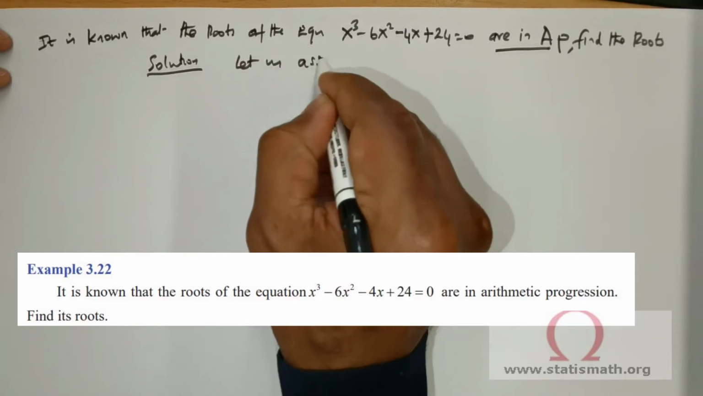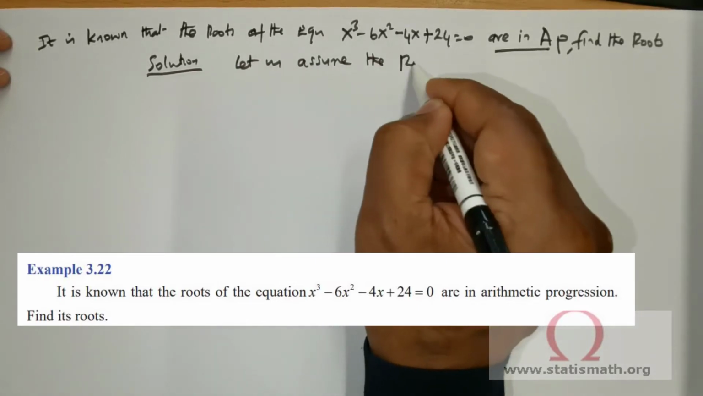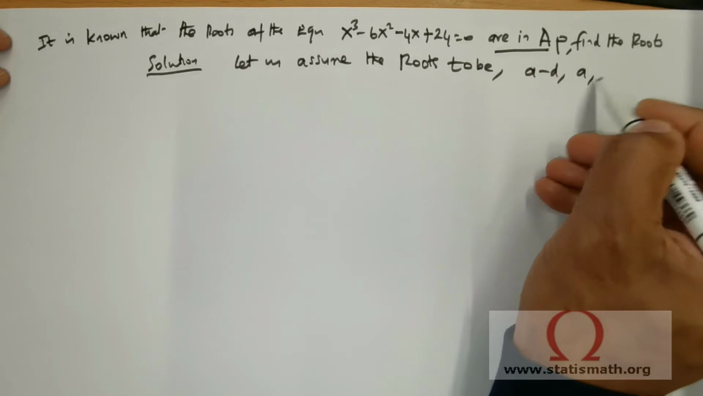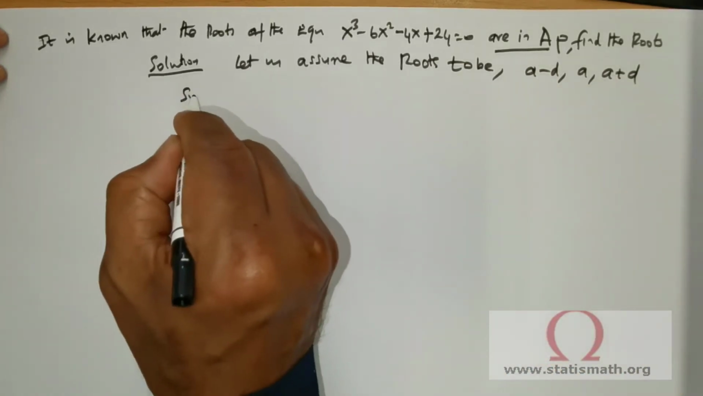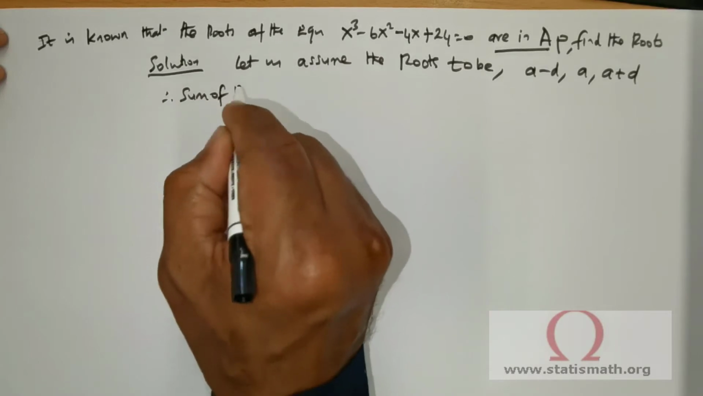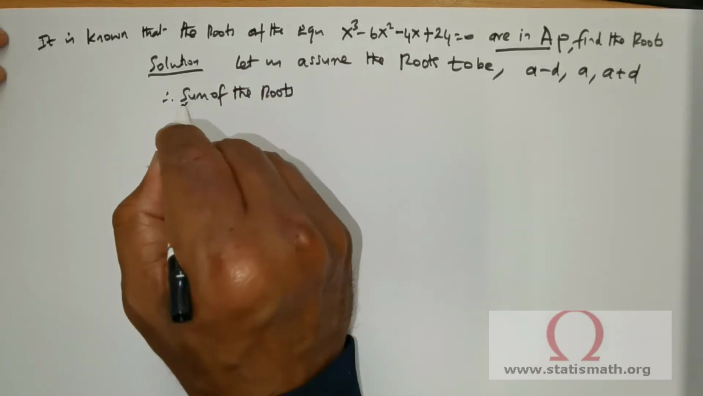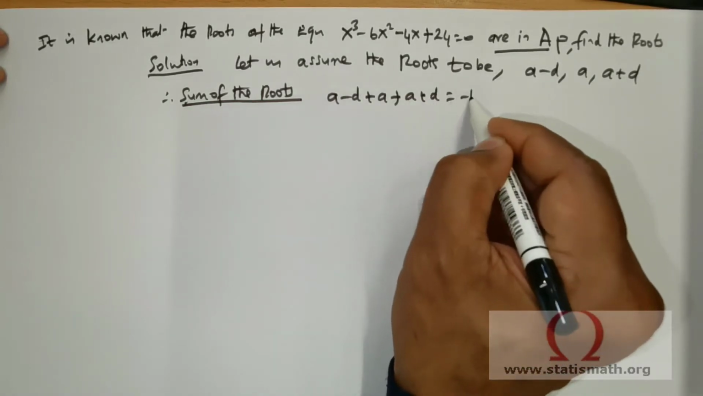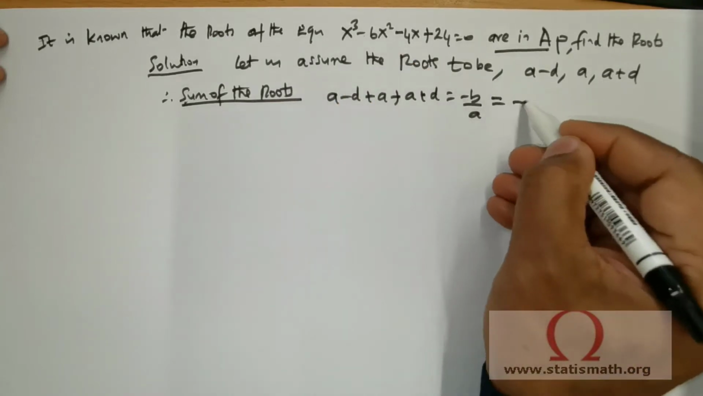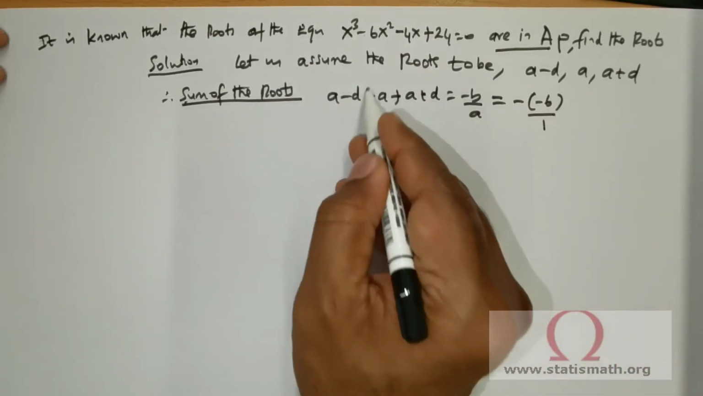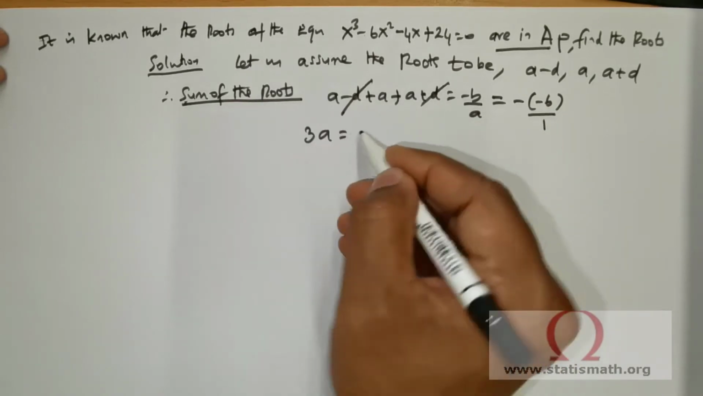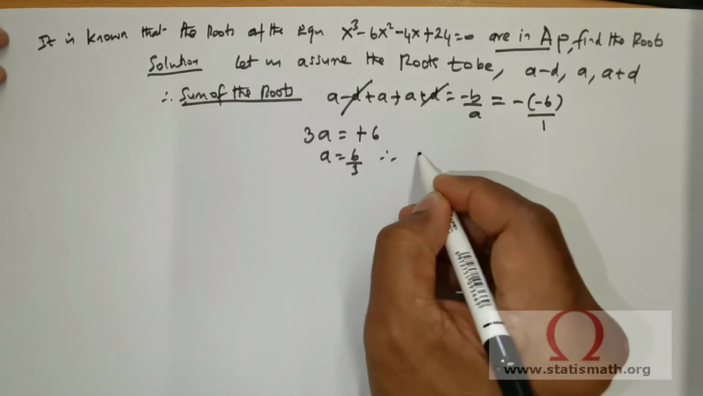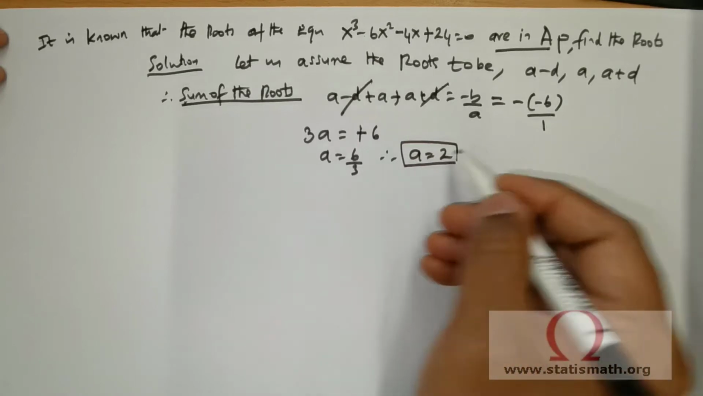let us assume the roots to be a minus d, a, a plus d. So the sum of the roots: a minus d plus a plus a plus d is equal to negative b divided by a. In this case, negative of negative 6, a is 1. Minus d plus d gets cancelled. So you get 3a is equal to positive 6. So a is equal to 6 divided by 3. So the value of a is equal to 2.